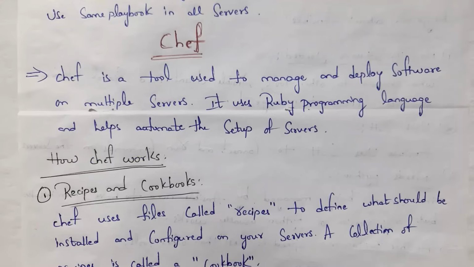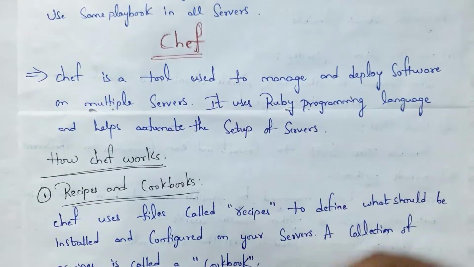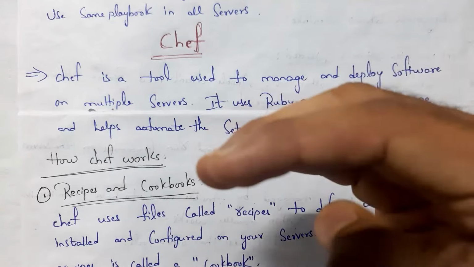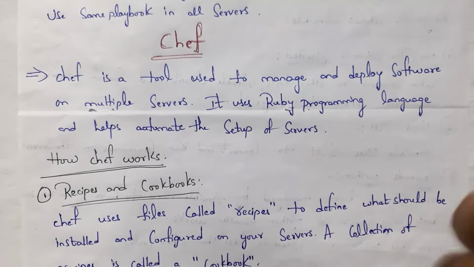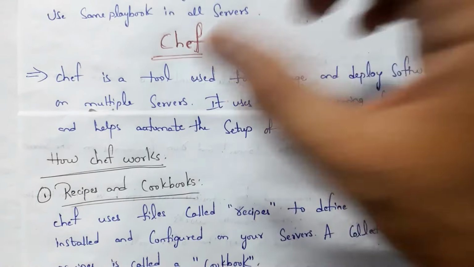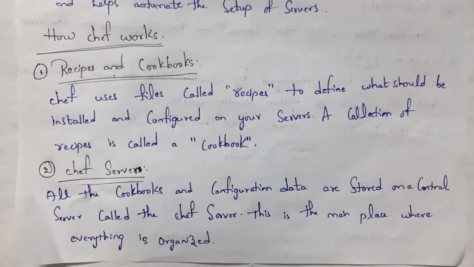Next I will explain what is Chef. Guys, Chef is the same as Ansible. By using this Chef software, we can manage and deploy software on multiple servers. That is nothing but we can place software on multiple servers at a time, and as well as we can perform various operations on servers at a time, like we can update software, modify software, etc. In Chef, you need to use the Ruby programming language in order to set up servers. This is how Chef works.